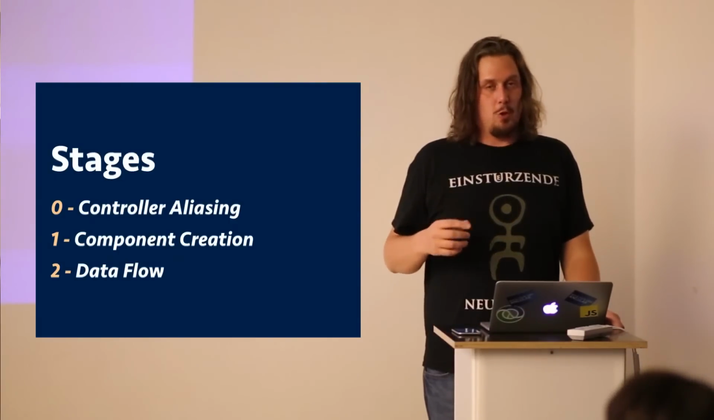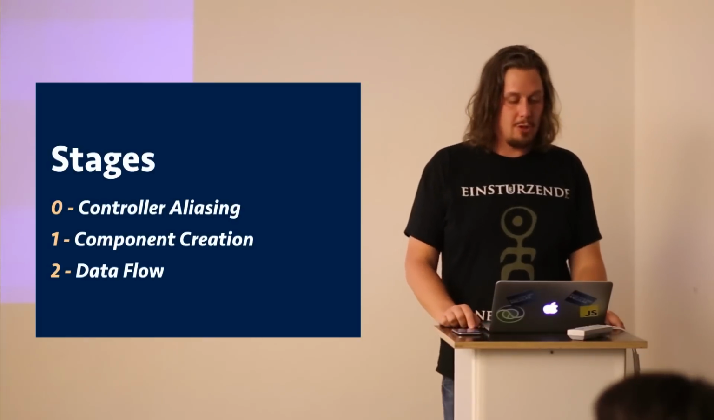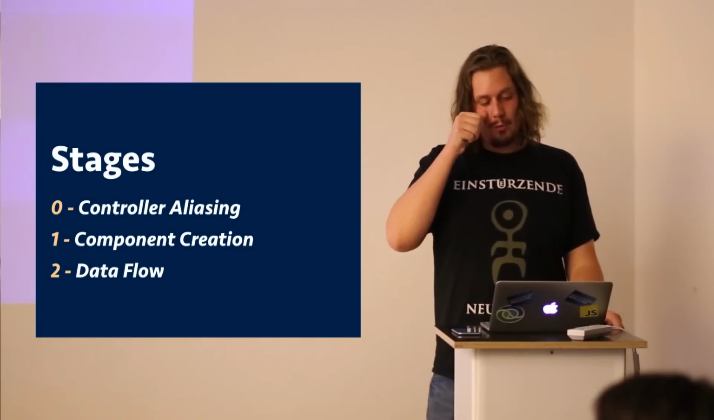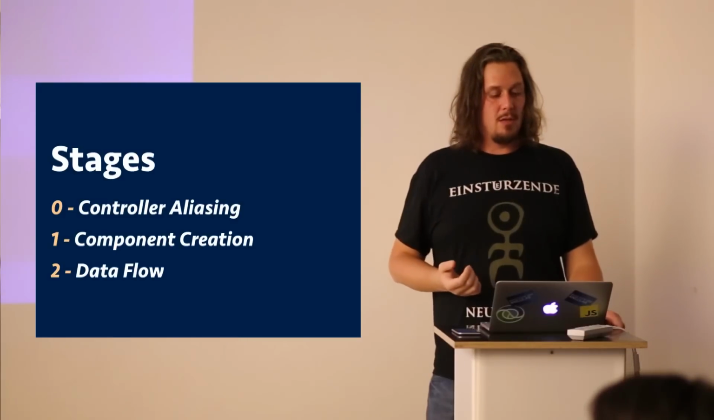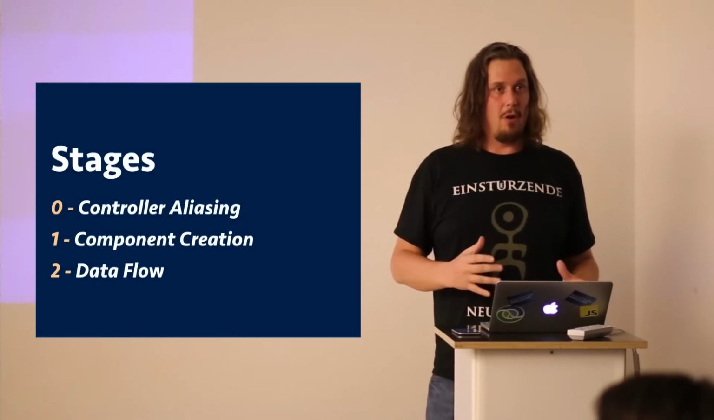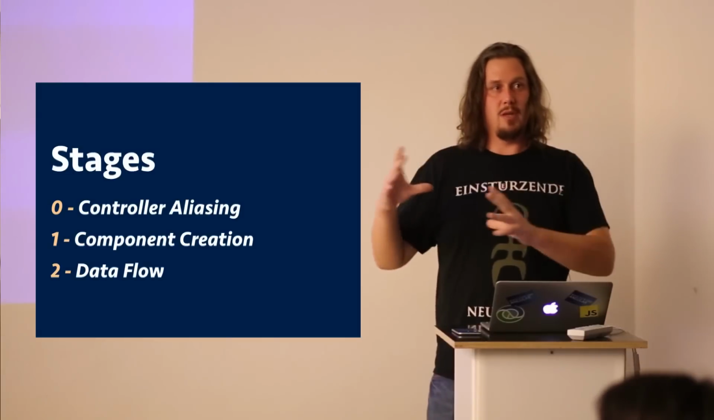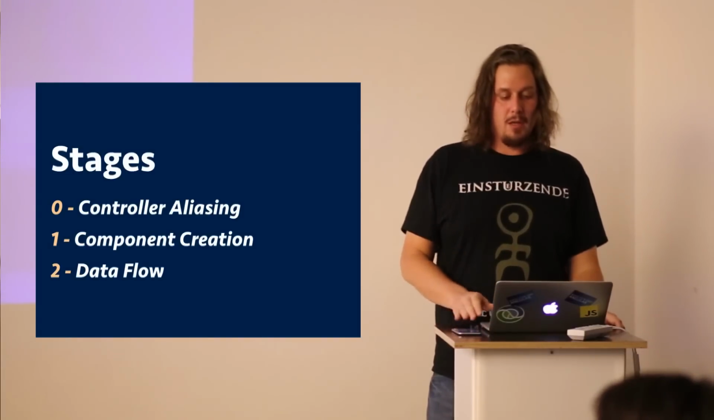First of which has to do with creation of components. So how do you actually introduce components into your code? And the second one is about when you actually then have these components, how do you manage the data flow between them? How does data get shared between the different parts of your UI?